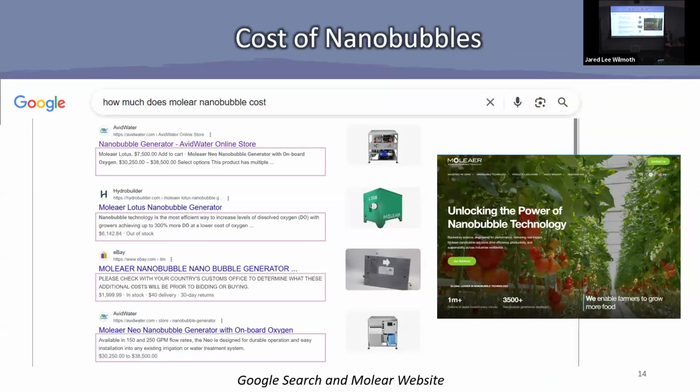With that, there are several companies that make nanobubble generators. One of them is Moliere. That's a screenshot of their webpage. As you can see, they really want to market to farmers or growers to use their technology in their systems. If you just Google how much it costs, it's not cheap. It's a pretty decent investment you want to think about before you start applying these.